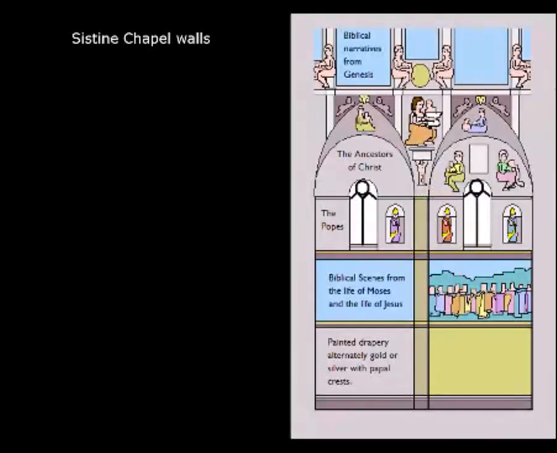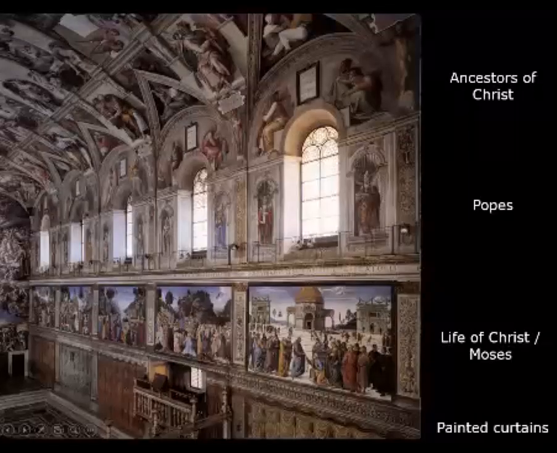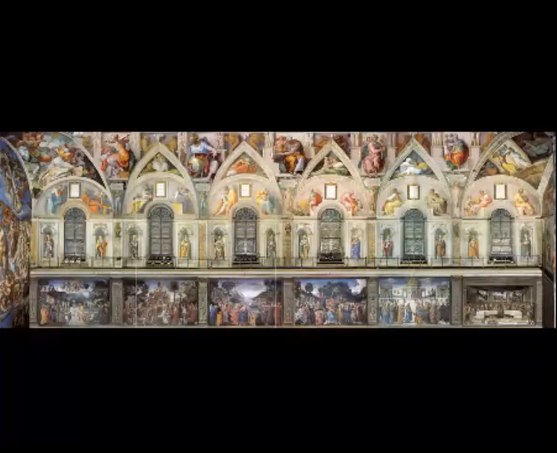This is what it looks like. And some of these are fairly famous. For example, the creation of Adam. He also did the walls. So continuing down, you have stories from Genesis, ancestors of Christ, prophets. You have biblical scenes from the life of Moses on one side and life of Jesus on the other side. And then you have just painted curtains. So this is what the Sistine Chapel looks like on the sides. This is a massive room filled with artwork, definitely worth a visit. Another view.